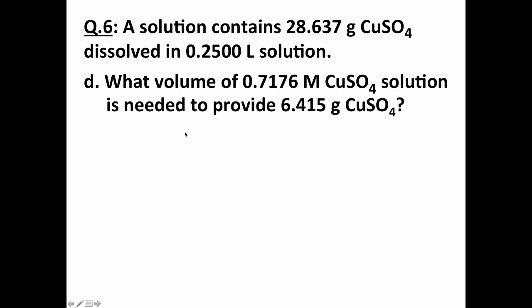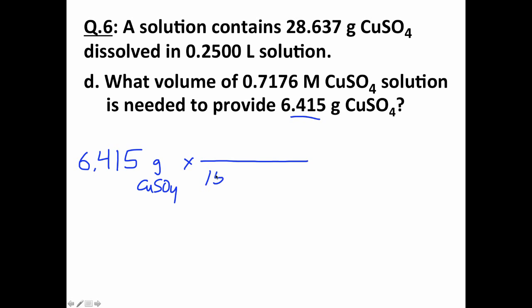First of all, we want 6.415 grams of copper sulfate to be provided, so that is our amount, specific amount, not a conversion factor, that we will start with. So we have that number of grams of copper sulfate. And then what we know is that there are 159.61 grams of copper sulfate per 1 mole of copper sulfate. And that converts from grams of copper sulfate into moles of copper sulfate.